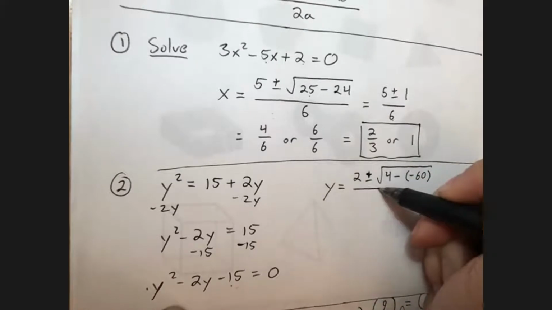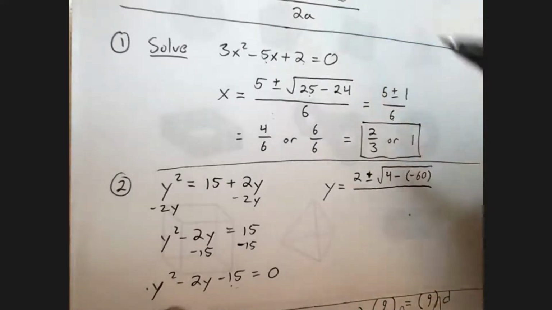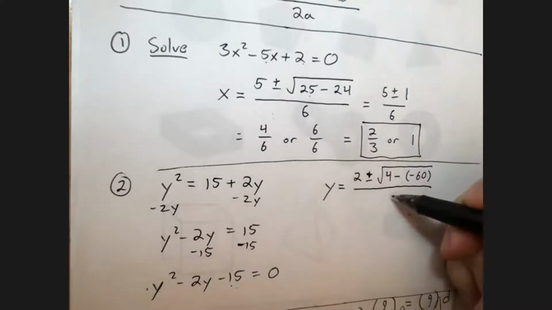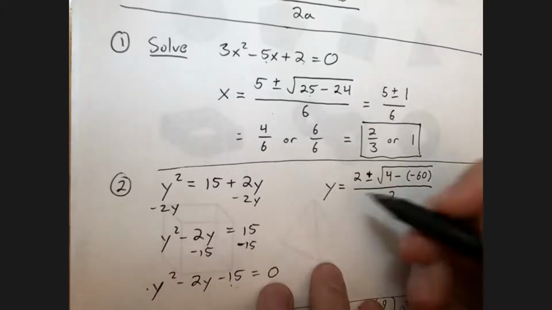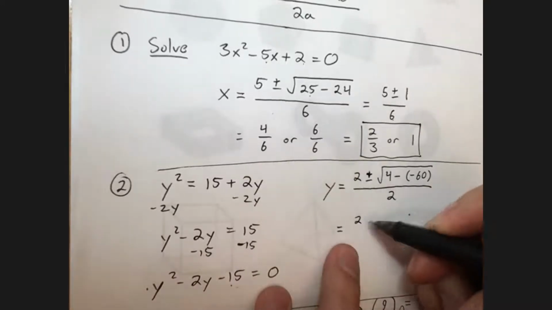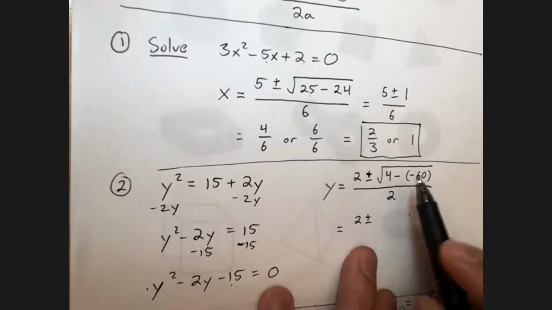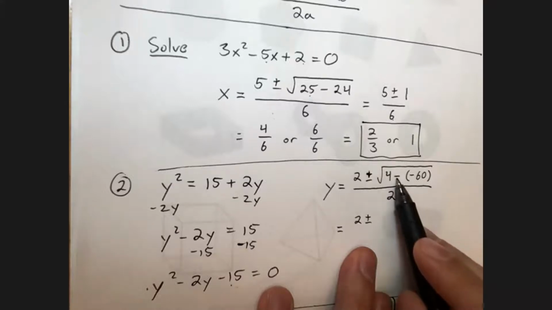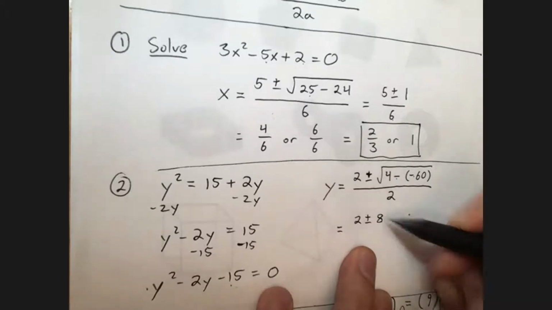Okay. And then we divide by 2a. So the a was 1, 2 times 1 is 2. So there we have it. Okay, so this is equal to 2 plus or minus, well, look at this, 4 minus negative 60. That's the same thing as 4 plus positive 60. That's 64, right? The square root of 64 is 8.